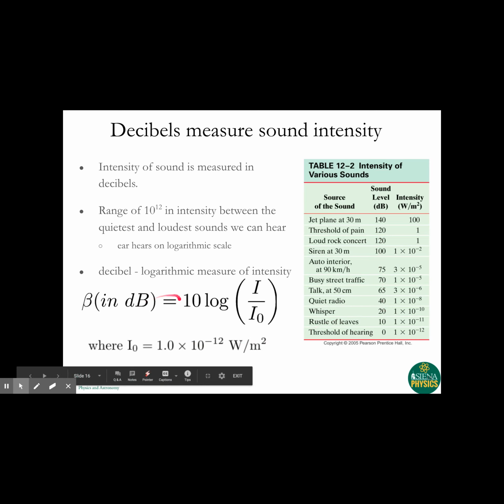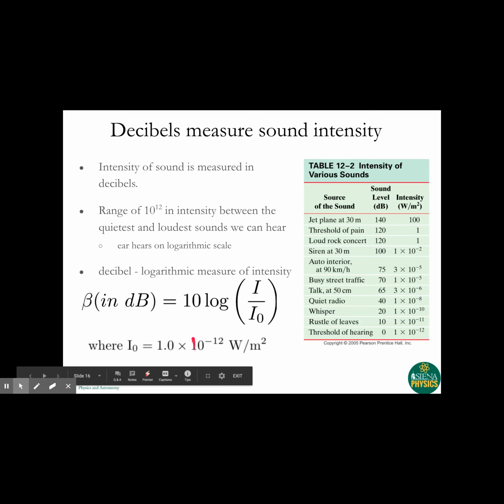We can see here the equation that we use is beta. This is in decibels. So if we wanted to know a loudness in decibels, we could say it's beta, and it's equal to 10 times log of I, the intensity in watts per meter squared, over this threshold, I naught, which is 1 times 10 to the minus 12.